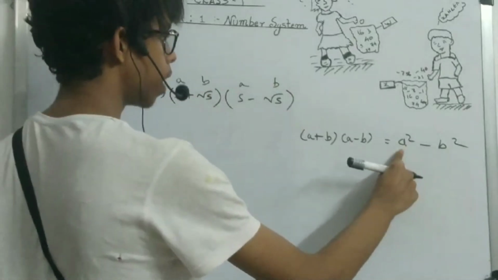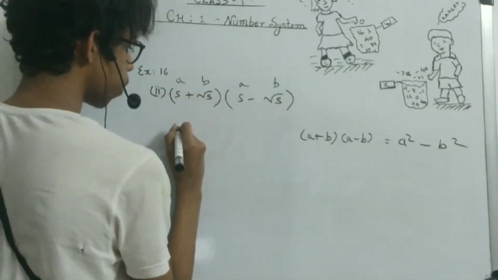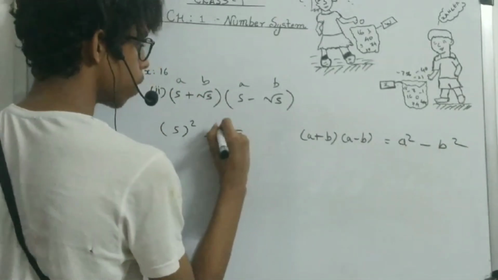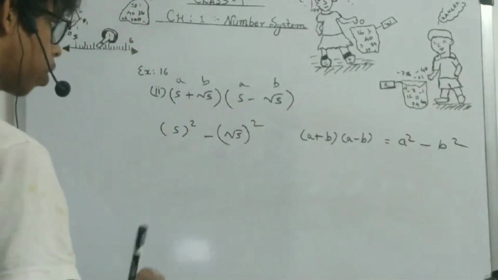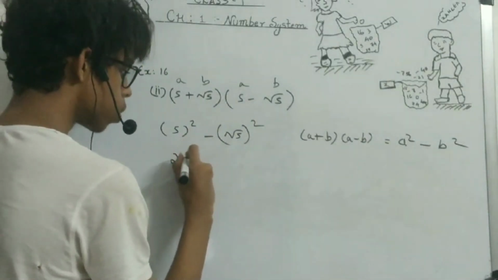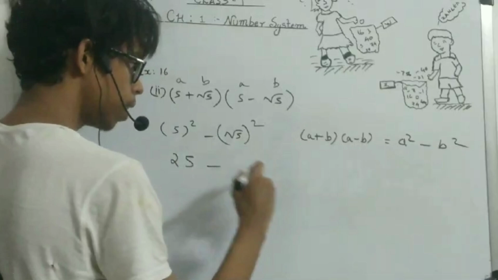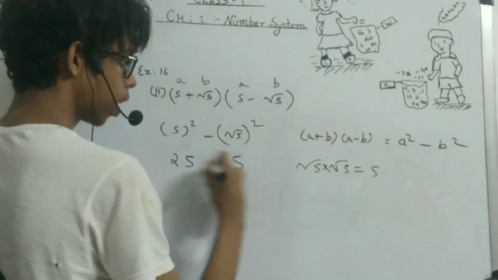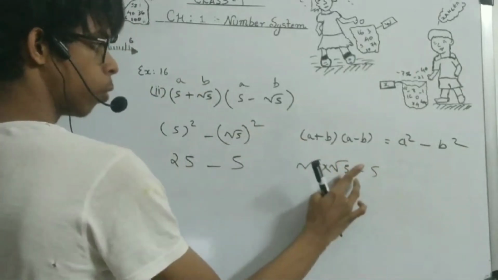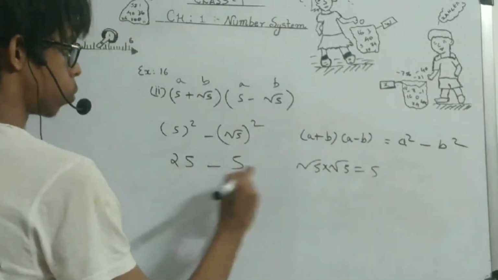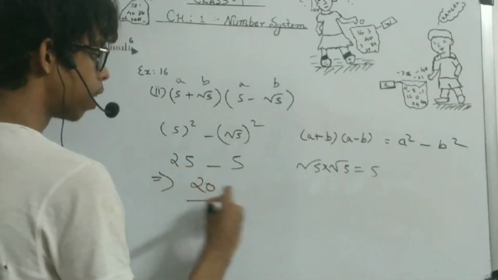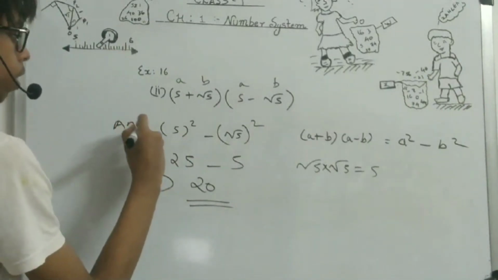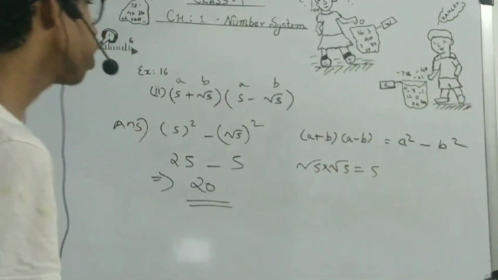So we should do A square minus B square. Here A is 5, so I am doing 5 square minus, what is B over here? Root 5, so root 5 the whole square. We know 5 square is 25. Root 5 the whole square means root 5 into root 5, which is 5 itself. So 25 minus 5, what is the answer that we are getting? 20. I hope I am clear. Here we should use this identity and solve the question.